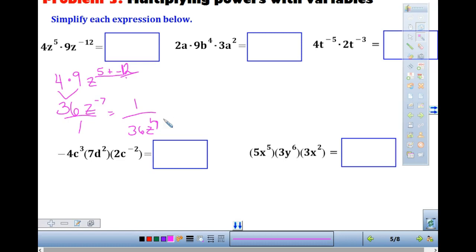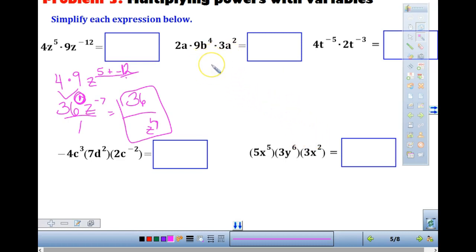The 36 shouldn't move, right? Is the 36 a negative exponent here? No, there's no exponent, so it's understood to be a 1. You cannot move that 36. You are only moving the negatives, right? So it's 36 over z to the 7th for my answer. Okay? Those are the kind of small mistakes. These are questions like that you're going to see on the quiz coming up on Friday.